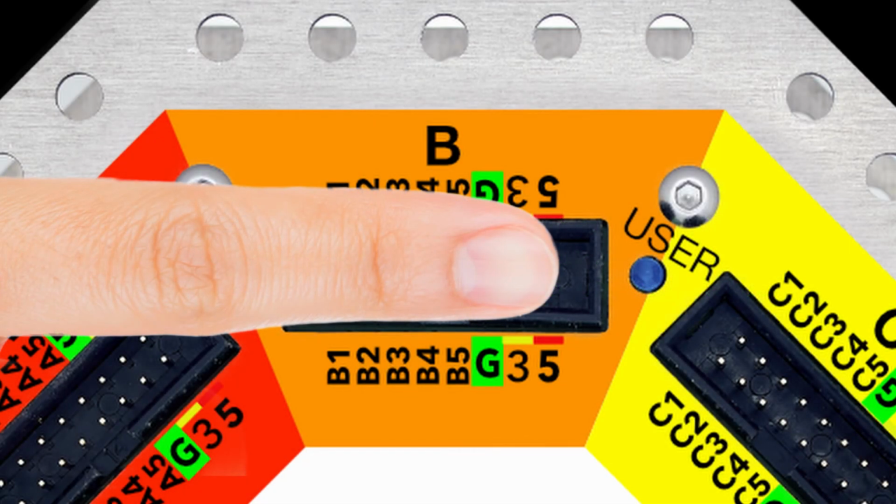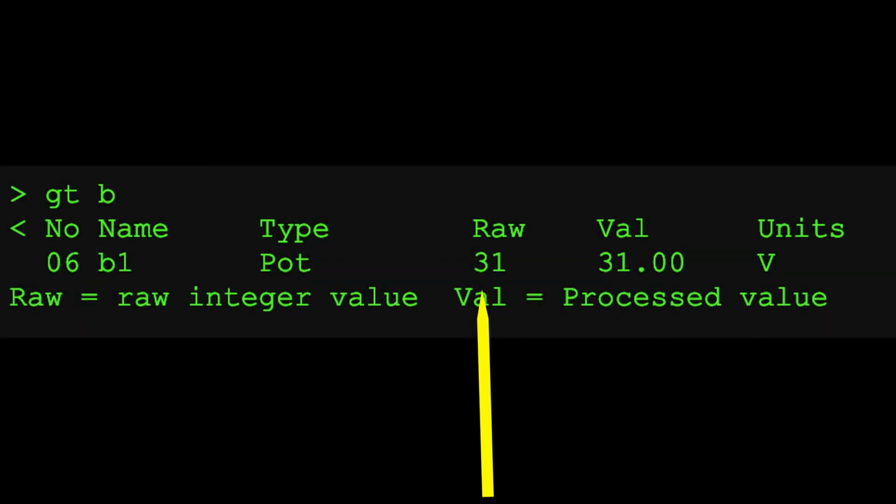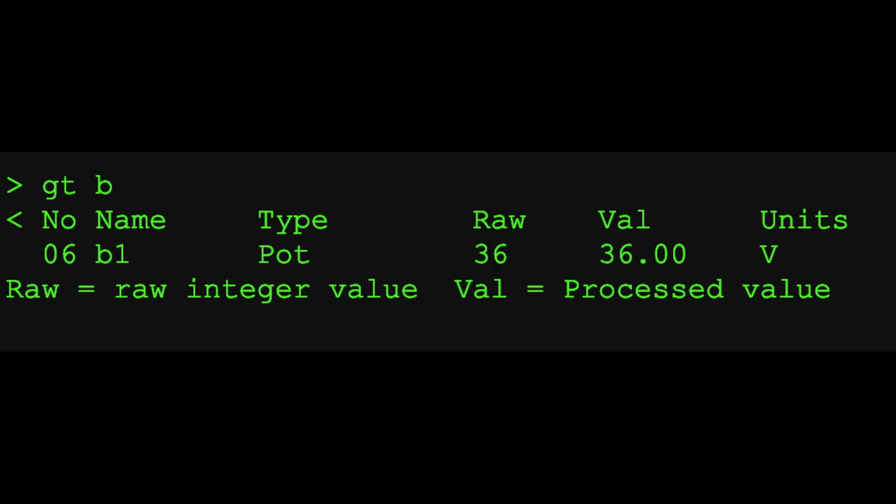If you put your finger across port B as shown, and then run the GTB command again, you should see the values change. Run it a few times and see what happens. This is because your body is a reasonable conductor of electricity.